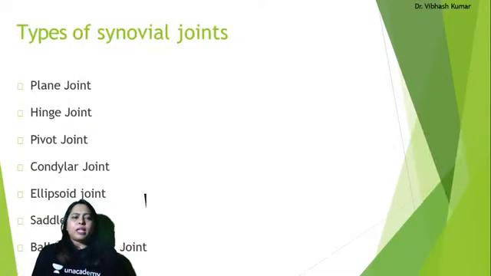Okay, now let's look at some of the synovial joints we were listing. The first one we were talking about is the plane joint, right? The plane joint, and then we talked about the hinged joint, pivot, condylar, etc.